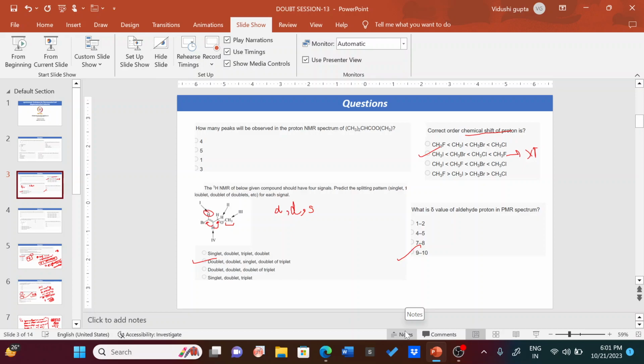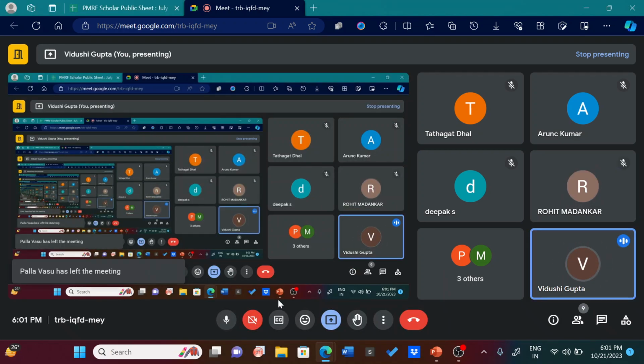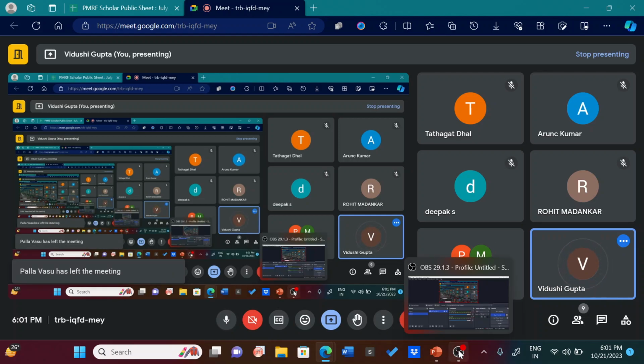I think there are two types of exams. They mentioned online mode. Only online mode is there, no hybrid. Then you have to write the answer on the computer itself. There will be some option for that also.